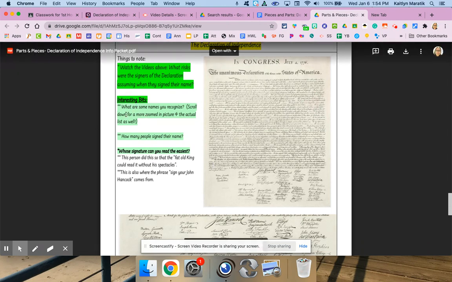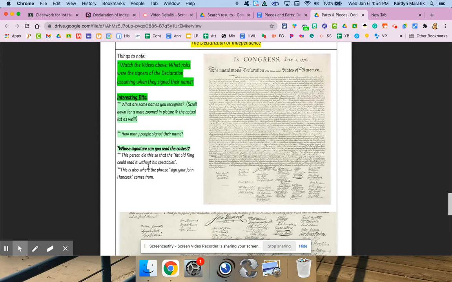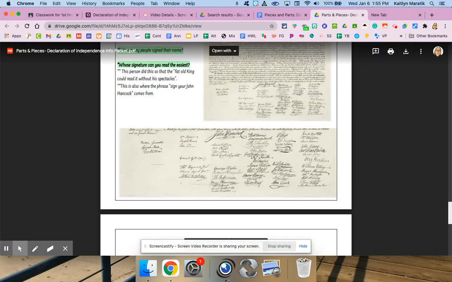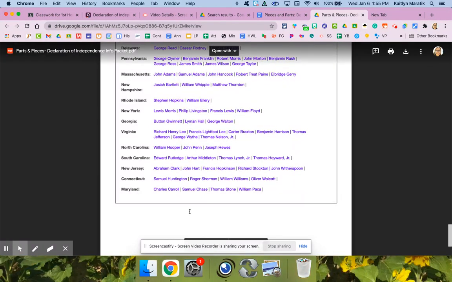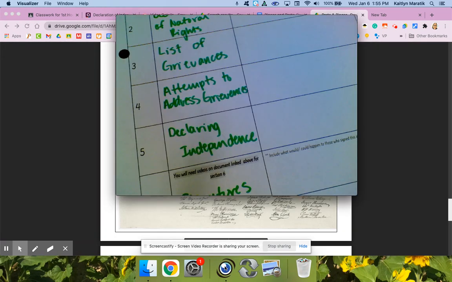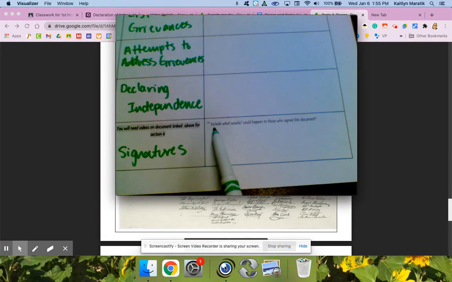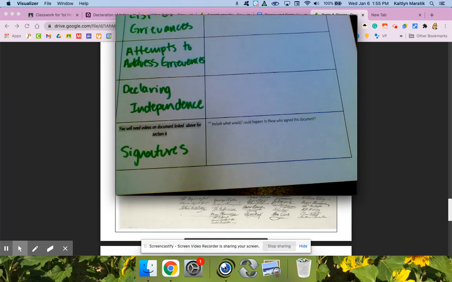So some interesting bits here. What are some names you recognize? The things to note I've got up here: what risks were the signers of the Declaration assuming when they signed their name? How many people signed their name? Whose signature can you read the easiest? There's a little bit of facts there. I do have it down here. This is all of the names, so you can see it more easily because it's a little tricky to read the cursive and it's small. When you answer this one, include what would or could happen to those who signed this document. You'll find that in that video.